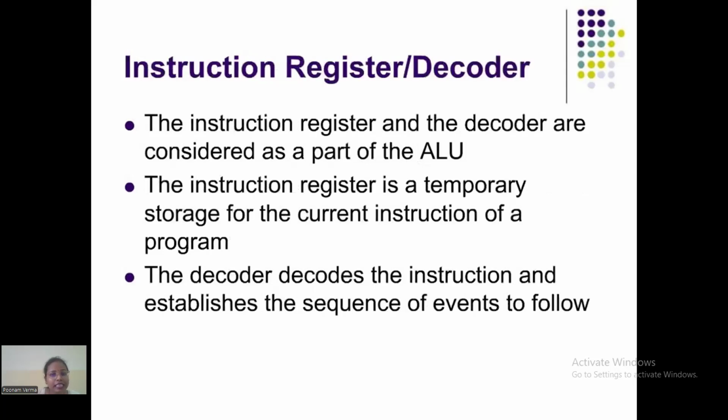Instruction register. The instruction register and the decoder are considered as a part of the ALU. The instruction register is a temporary storage for the current instruction of a program. The decoder decodes the instructions and establishes the sequence of events to follow.